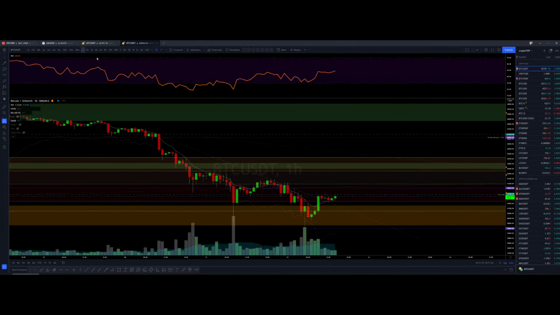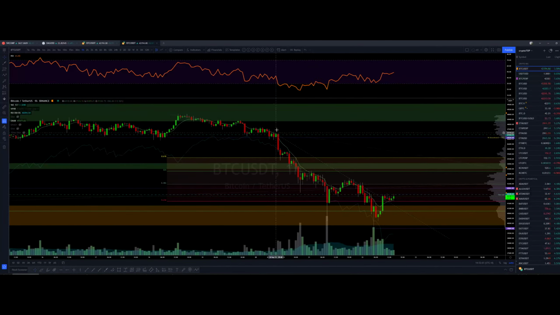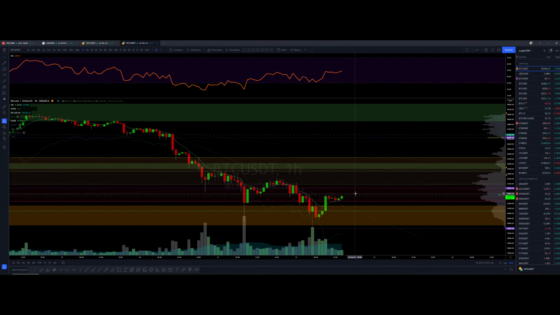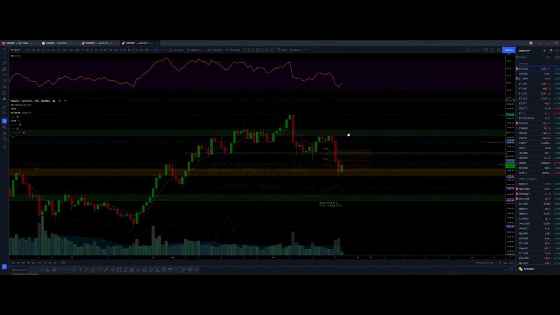Let's have a look on the hourly. Look at this. We had the climax volume here, we had the retest here. We've set the bullish divergence. Look at the bullish divergence here. Bullish divergence, and now we're likely to bounce. We also broke through this trend line here. So I'm thinking we are gonna break the 42k. We're gonna go higher here.